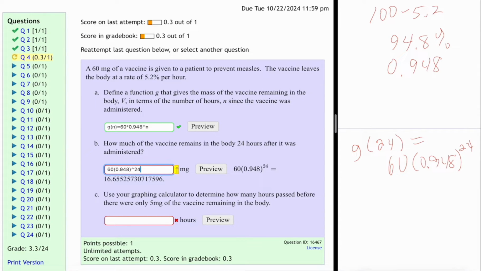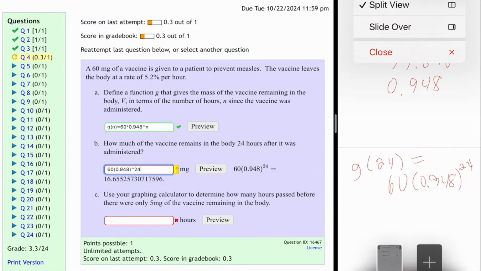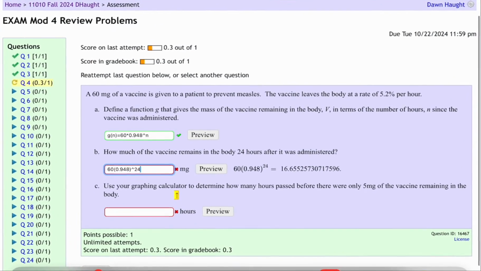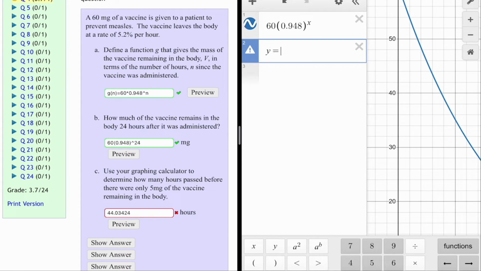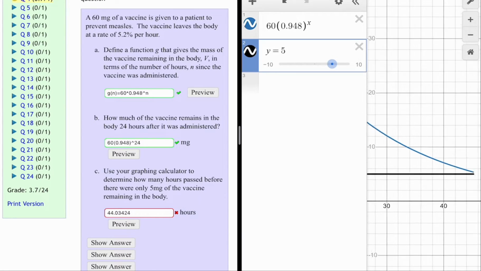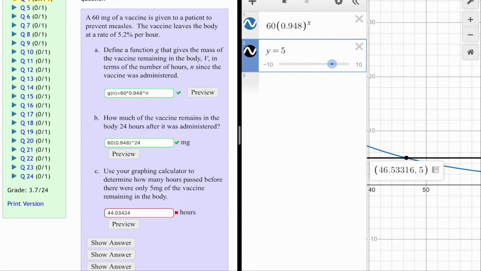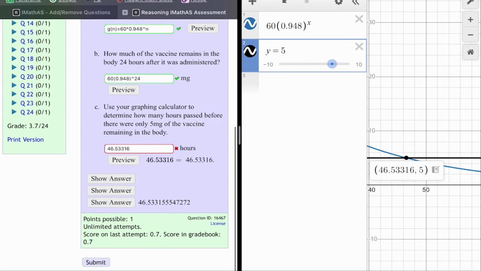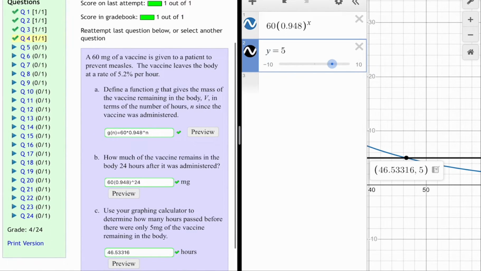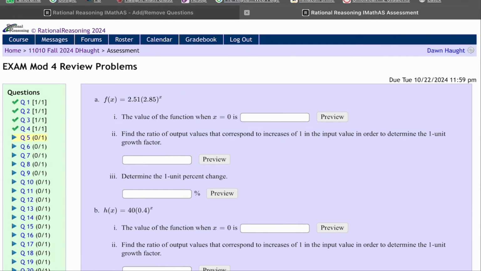Okay, so let me close this out, and then let me open up Desmos. Y equals 5. And look where it intersects, and it intersects at 46.53316. Yeah, let's see if it takes that. Yeah, okay. Finally, okay. Oh, I'm so sorry. Okay, now let's please move on to question number 5.